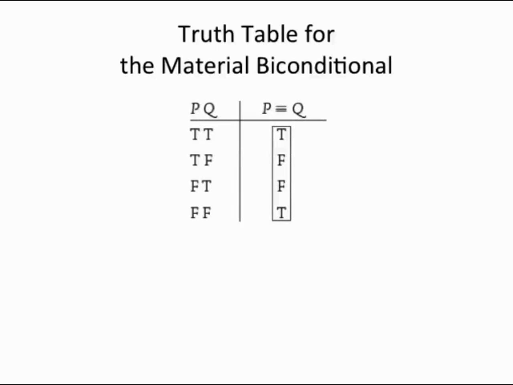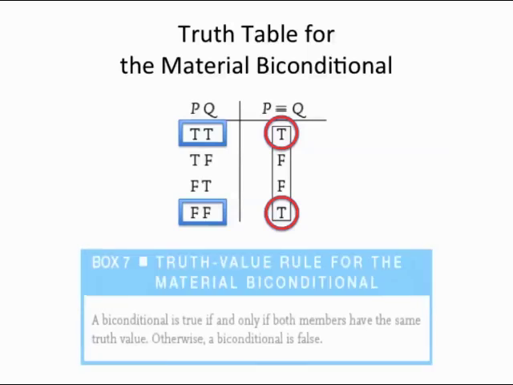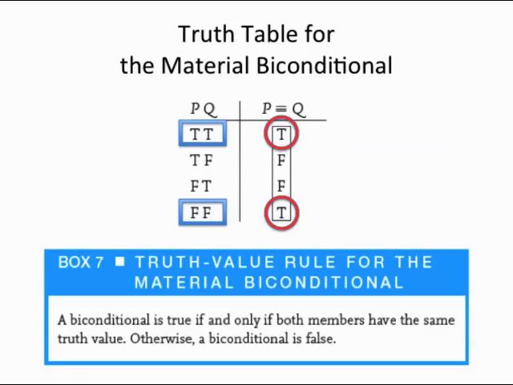Finally, we come to our last statement connective, the biconditional. As you can see, when the values for P and Q match, either both true or both false, the biconditional is true. And that leads to our truth value rule for the biconditional. A biconditional is true if and only if both members have the same truth value. Otherwise, a biconditional is false. That concludes this segment.